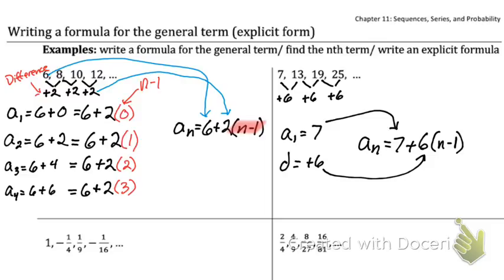Will anything change if it's a descending pattern? Nope. All it's going to change is your difference will be a negative 6, so you'll plug in 7 minus 6. It'll become a negative.